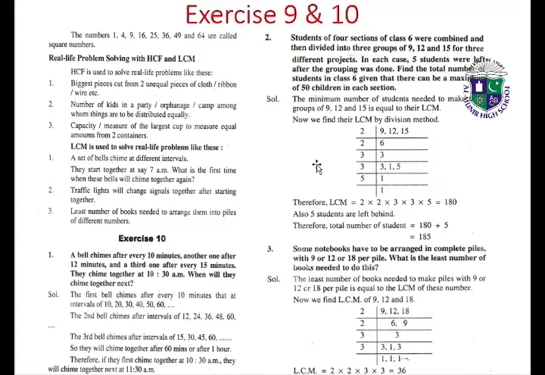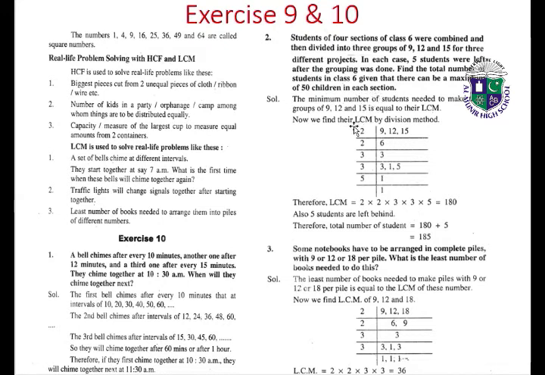Question number 2. Students of 4 sections of class 6 were combined and then divided into 3 groups of 9, 12 and 15 for 3 different projects. In each case, 5 students were left after the grouping was done. Find the total number of students in class 6, given that there can be a maximum of 50 children in each section.